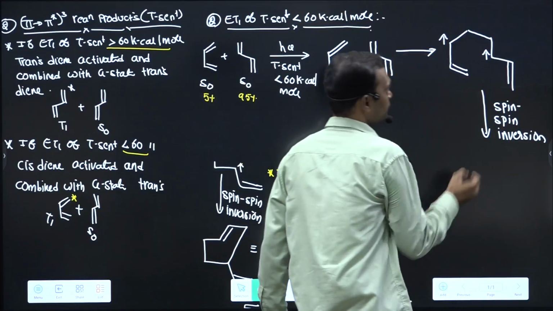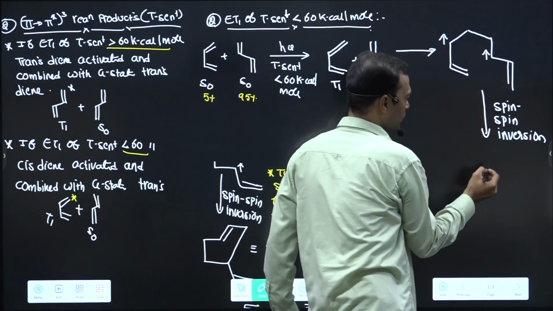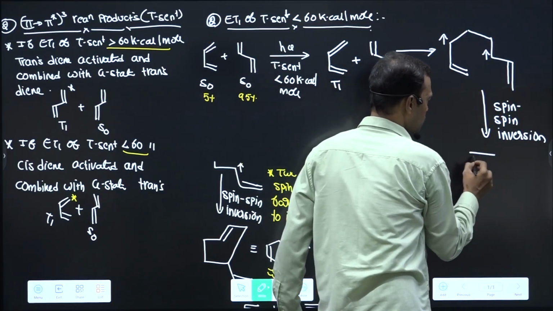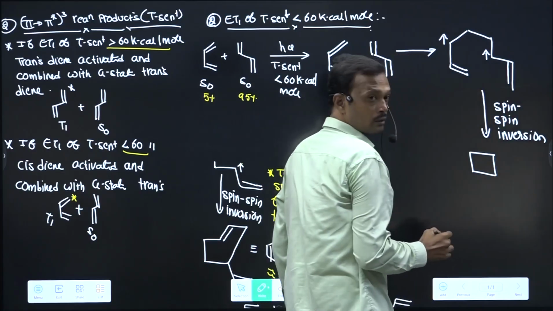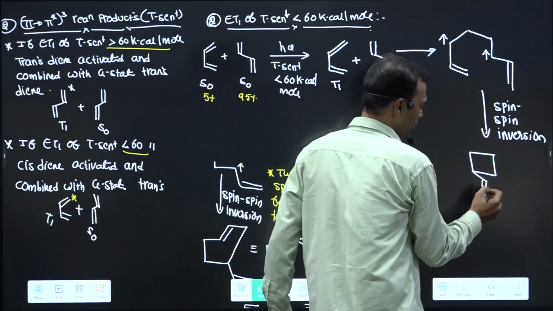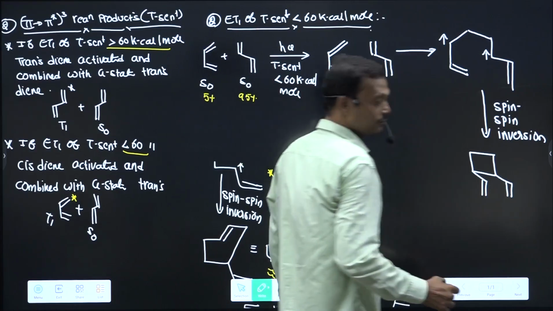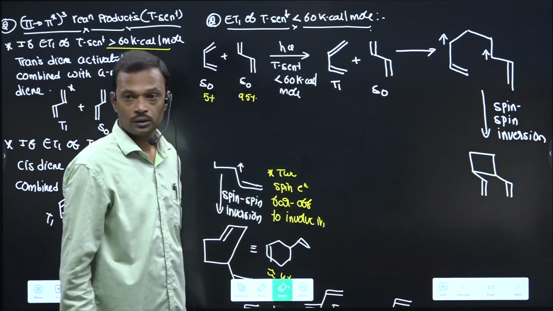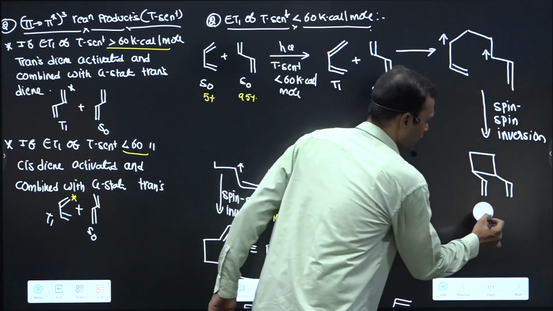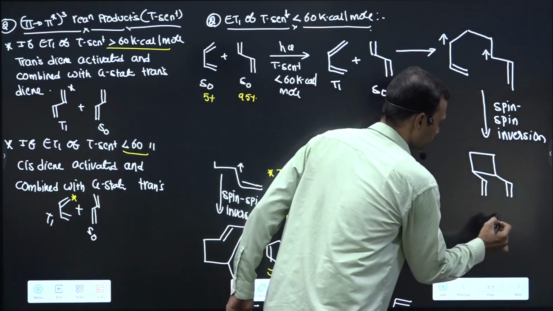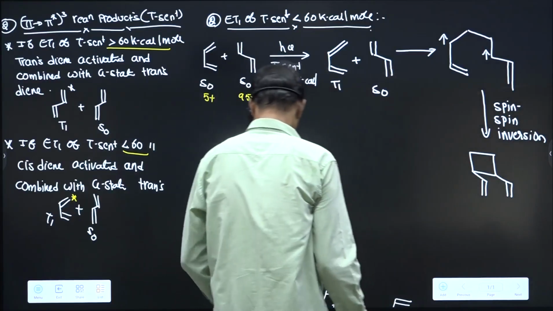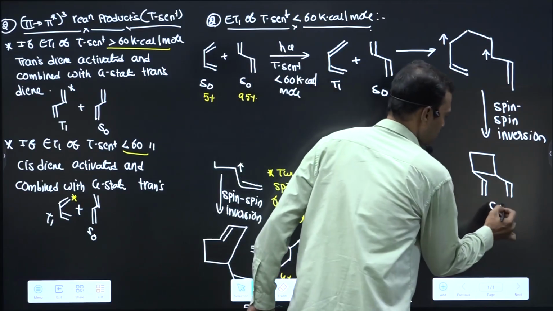Spin inversion. These electrons come close together and they invert together. At that time, what is your answer? Here you may get a double bond and here you will get one more double bond. Now it is a cis isomer, cis-1,2-divinylcyclobutane. It is a cis isomer.